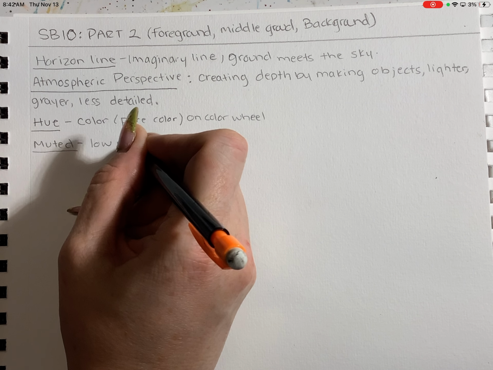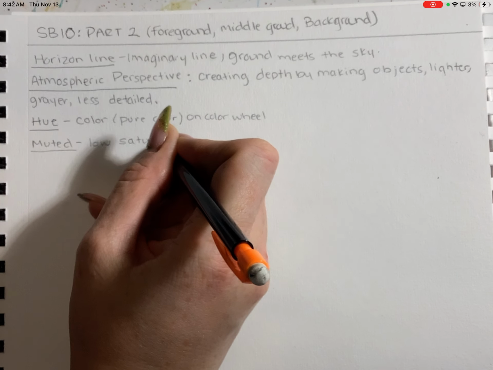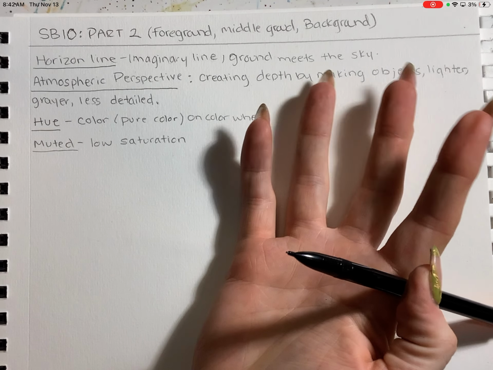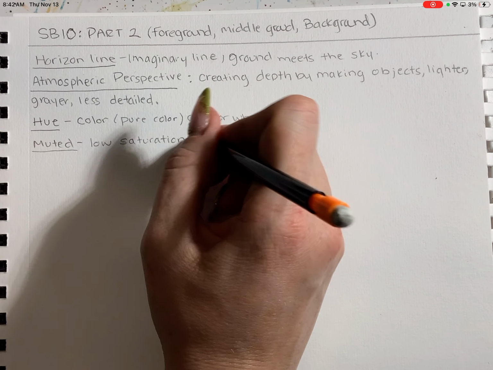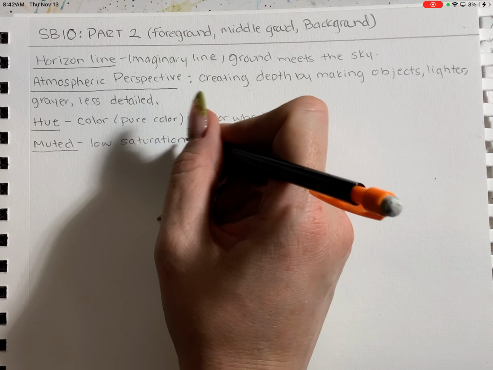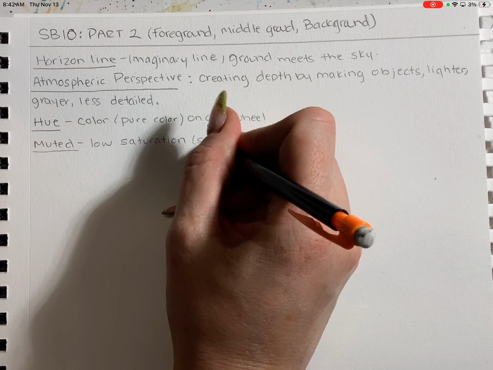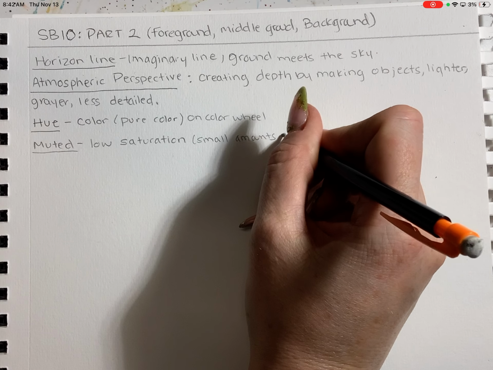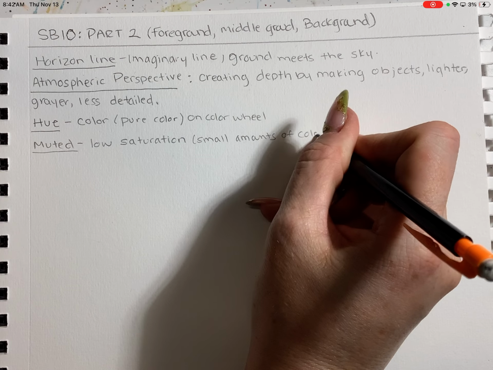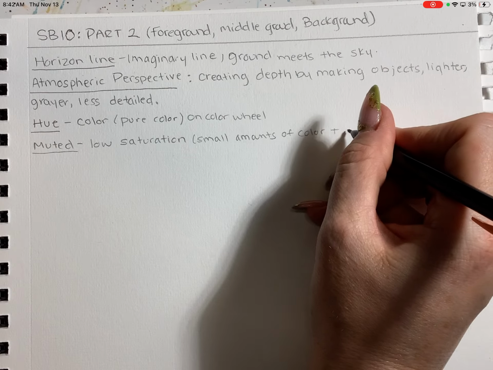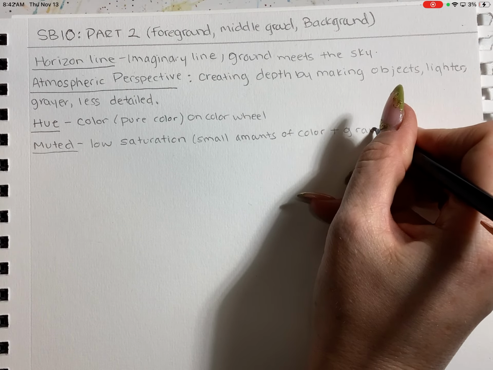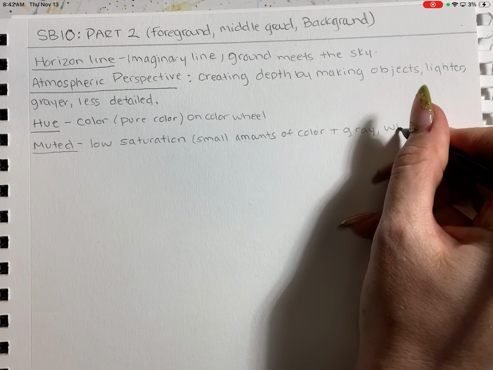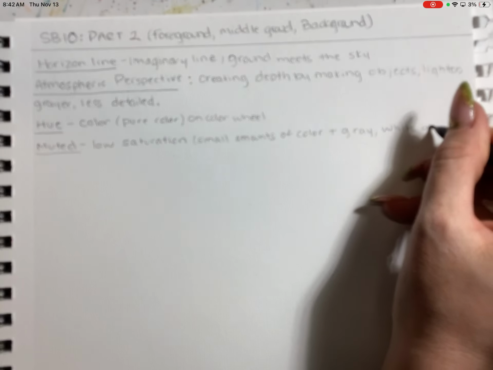So let's put low saturation. Saturation just means small amounts of the color. If you don't know that word, put small amounts of color plus gray, white, or black.